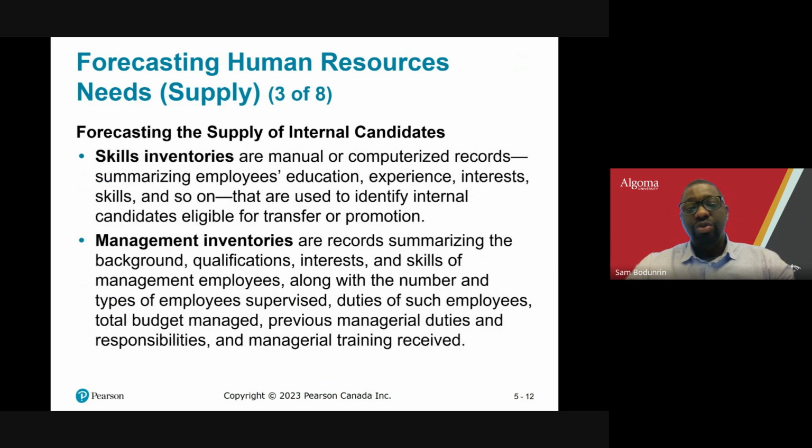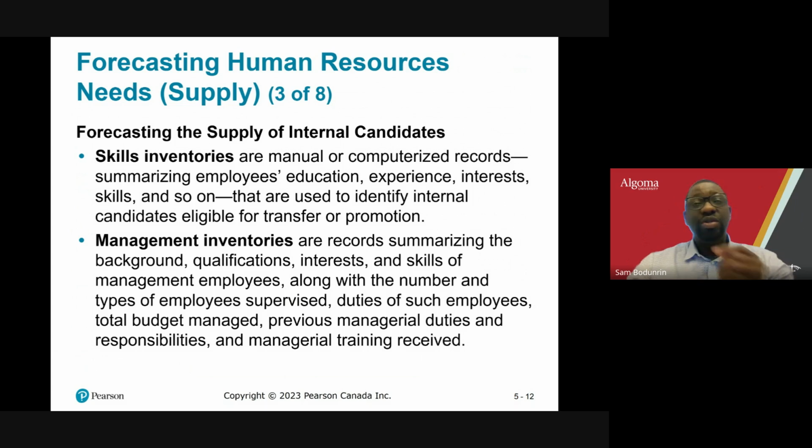Now, for the tools for forecasting the supply of internal candidates, we can use skill inventory. A skill inventory is a manual, a record that covers all the staff that we have, their experiences, education, and interests. In a row you'll be able to see all your talent, all your staff, their skills, their competencies, their experiences. We also have management inventory, which is similar to skill inventory.